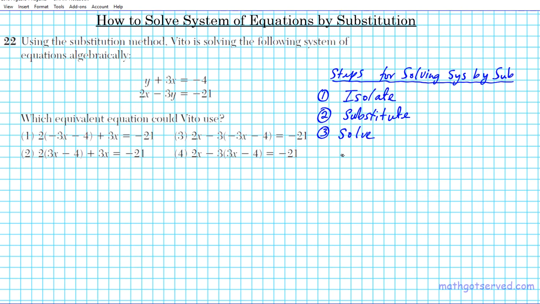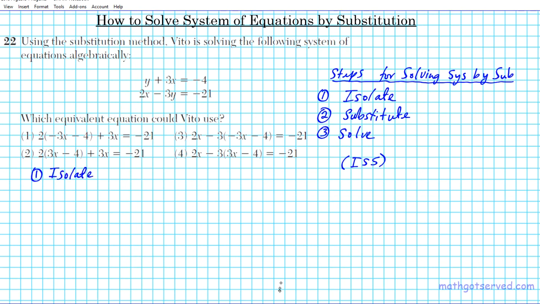This solve process is 2 parts. You solve for one variable and then you substitute it back into the other and solve for the other one. So just think ISS to solve systems by substitution: isolate, substitute, solve. As we execute these steps, we're going to see what the correct answer is. So let's do the first step, which is to isolate.